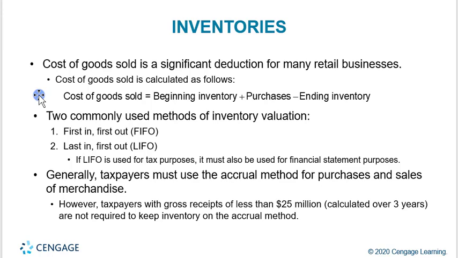And so 2 commonly used methods of inventory valuation are FIFO and LIFO, first in, first out, and last in, first out. If LIFO was used for tax purposes, it must also be used for financial statement purposes. Typically, a majority of people use FIFO, so that's why they're making that statement. Generally, taxpayers must use the accrual method for purchases and sales of merchandise. However, taxpayers with gross receipts of less than $25 million, calculated over 3 years, are not required to keep inventory on the accrual method.